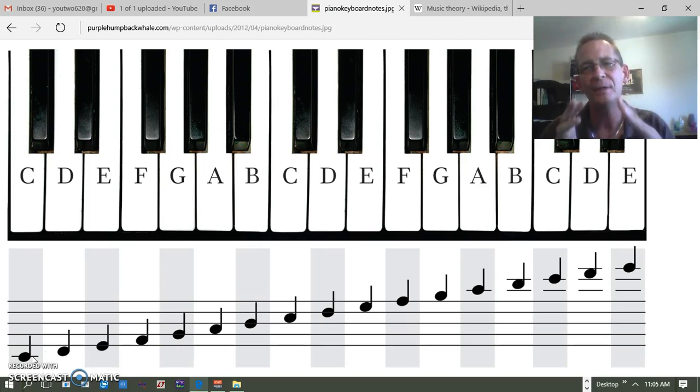So, real basic chord progressions, I suggest you look into, and you can take that as far as you want. Same as melody, it's along the same lines.